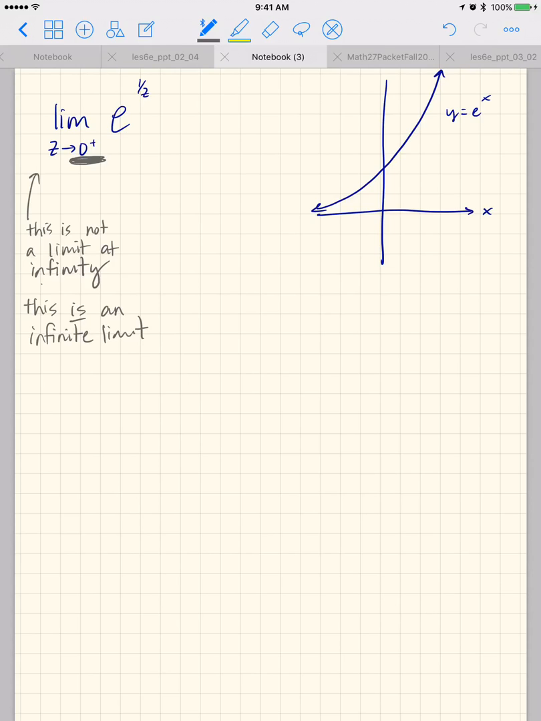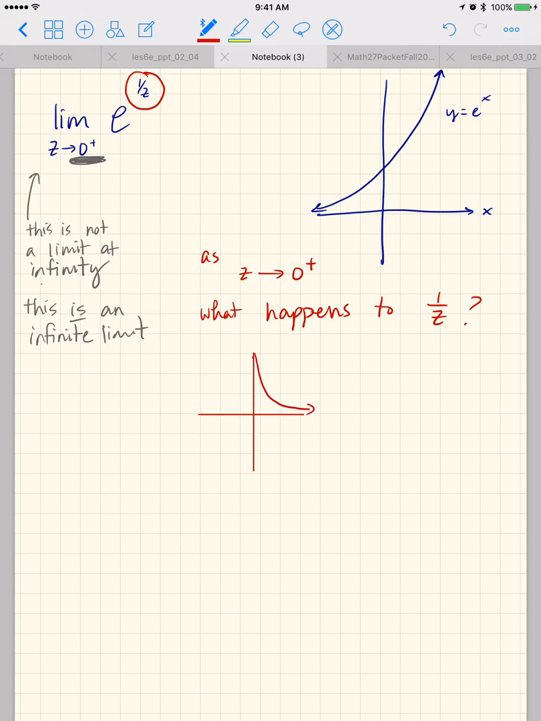The reason why is, let's look at this. As z approaches 0 from the right, what happens to 1 over z? We're looking here at our exponent. Well, now we need to remember, what does 1 over x look like? So this is our graph of y equals 1 over x. Have this memorized.